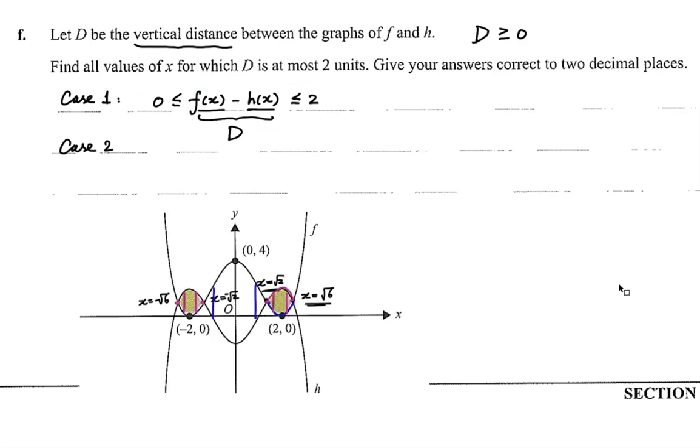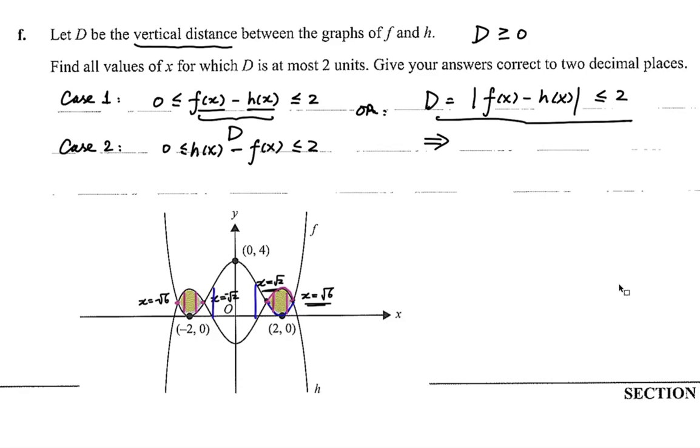Another case, this will be h of x minus f of x greater than or equal to 0, smaller than or equal to 2. If you are doing specialist math, or if you are familiar with the term absolute value function, you could just say distance is absolute value f of x minus h of x, smaller than or equal to 2. Solving that equation on your CAS calculator will give you 2 sets of values.